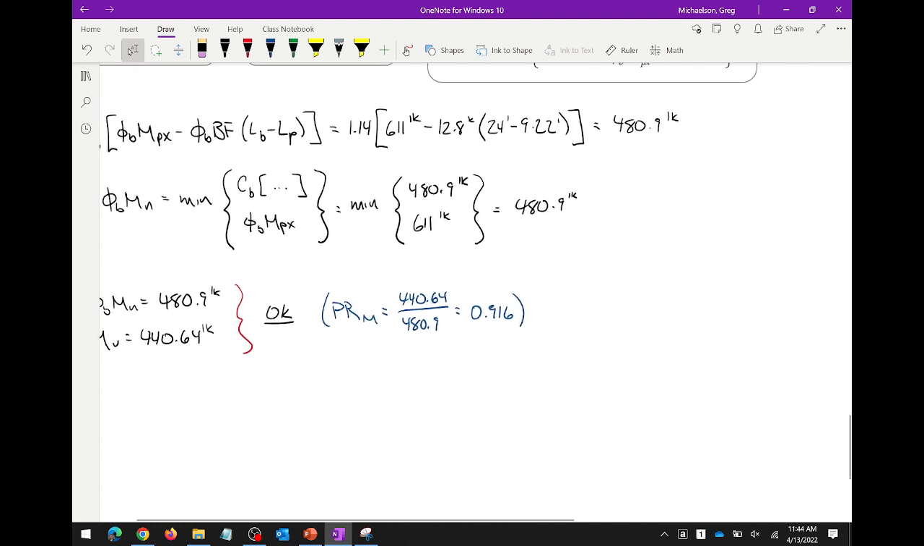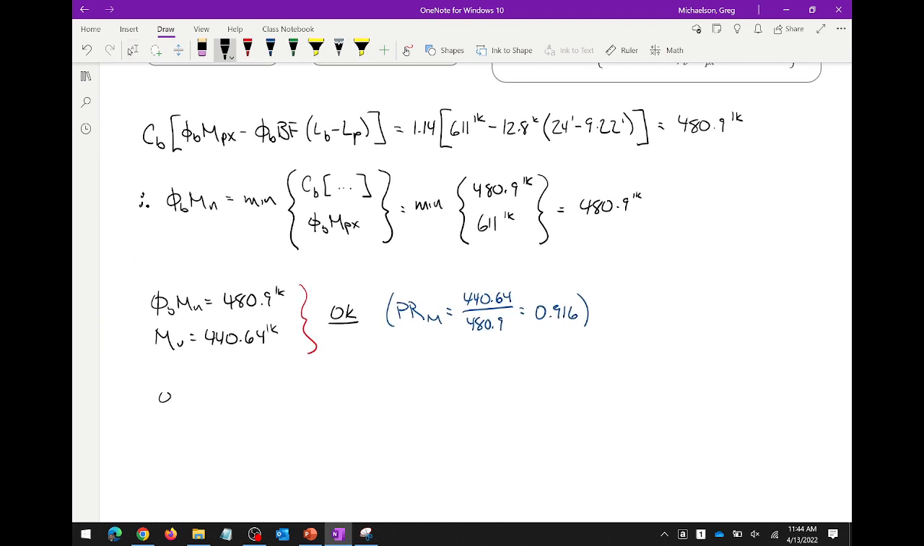If you want to see the others, so phi Vn was 232. And if we compare that against Vu, Vu was 73.44. That one's also okay. That one's good.